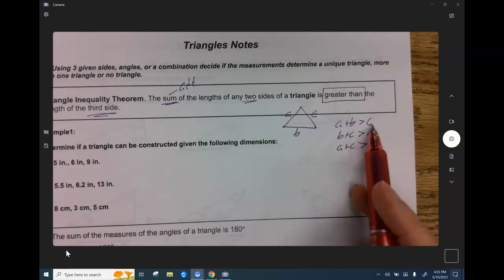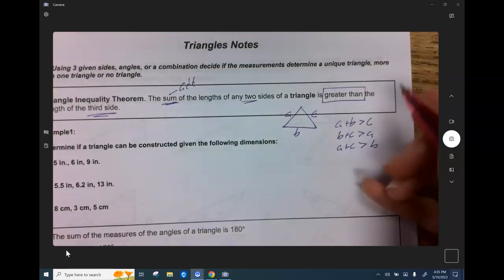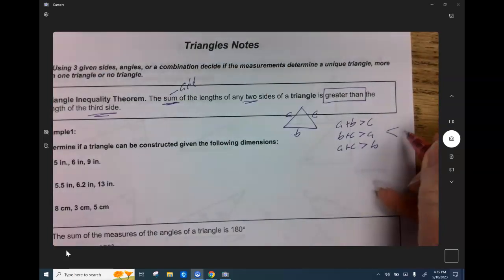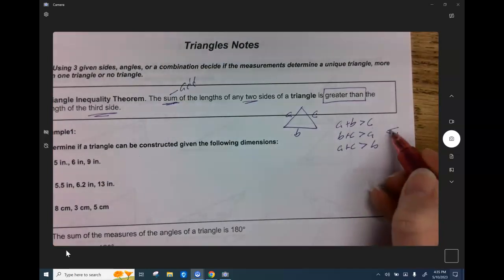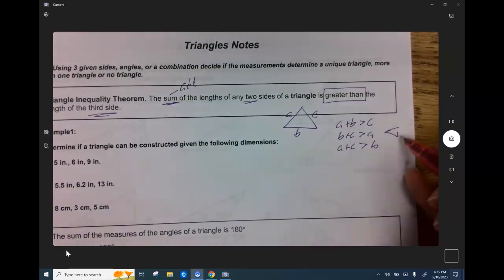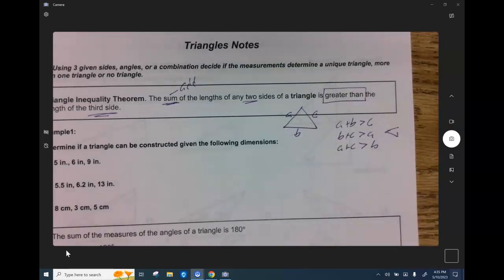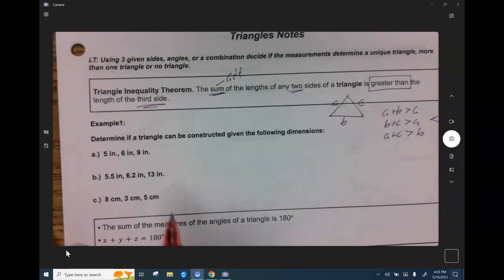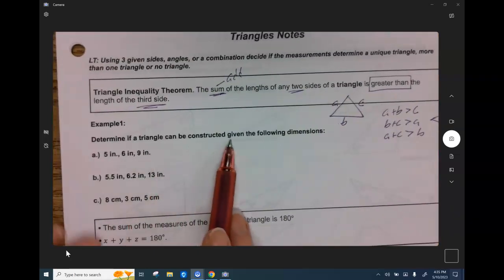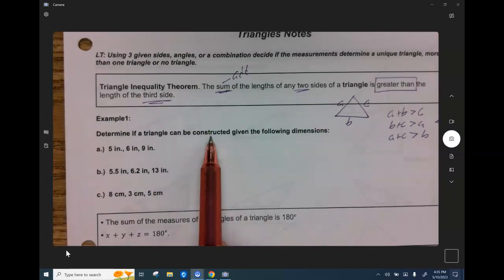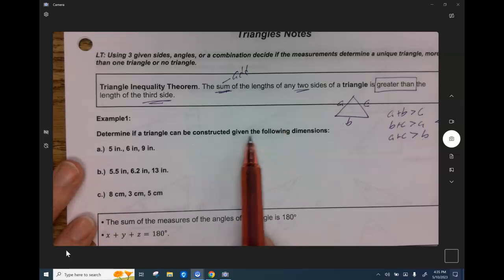And what would happen if it wasn't true? Then they wouldn't all match up. So we would have triangles that looked like this. So we have to make it so that it completes. This has to be true in order for it to work. So we're going to determine if a triangle can be constructed. We say constructed in math because it's more accurate than saying draw it; if you're going to draw it or use a measurement, you would construct it. But we're not going to worry about that, given the following dimensions.